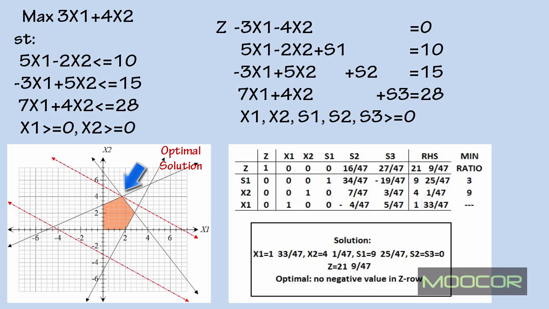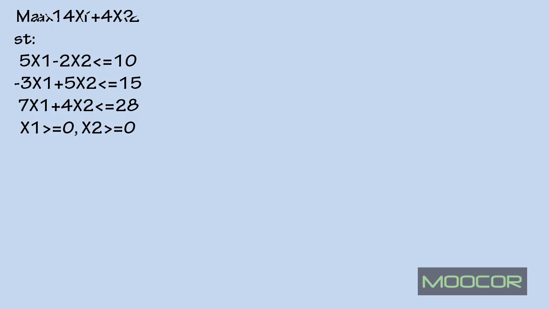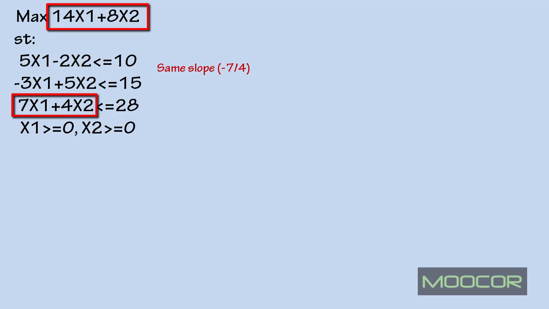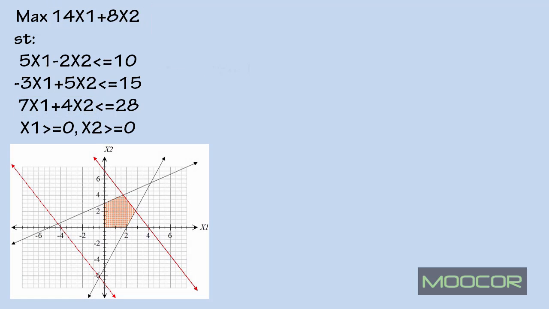Now let me slightly change the problem. In this case I changed the objective function, and I use the same slope as one of the constraints. Therefore these two will be parallel to each other. When I solve this problem graphically, I will notice that the optimal solution is going to be an alternative optimal solution, is a part of a line.